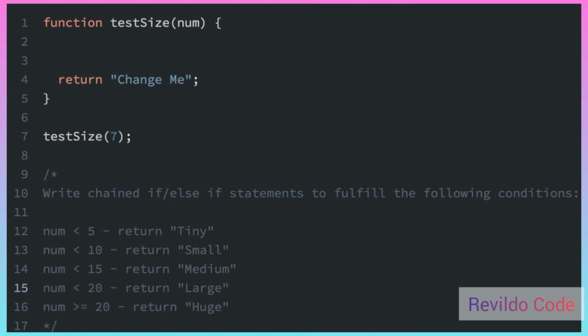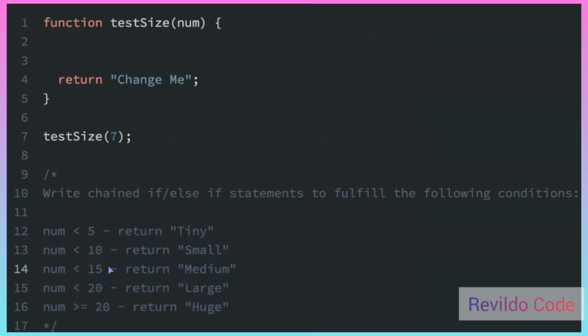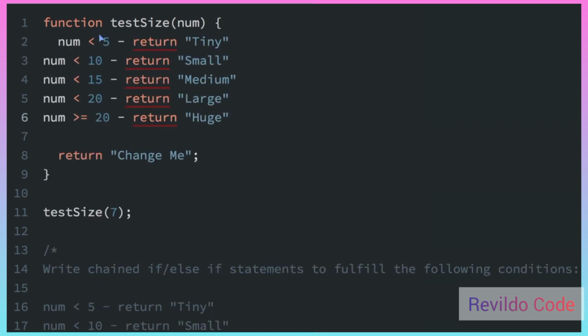You can also chain if and else if statements. So I'm going to complete the following challenge here. Write chained if/else if statements to fulfill the following conditions. So we have these conditions where if the number is less than 5, we're going to return tiny. If it's less than 10, return small, and so on. So what I'm going to do is actually just copy this right here, because part of it's written exactly how we want it to be written. I'll just paste it here, and I'm going to just add the if and else statements.